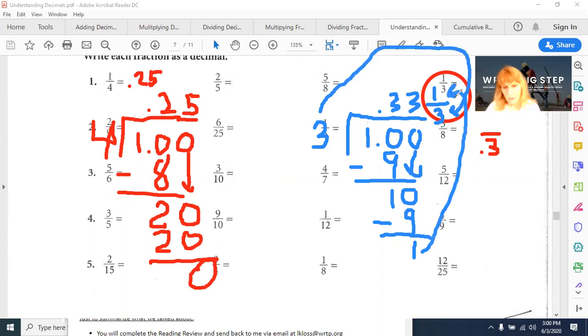So you could write it as 0.3 with a line over the 3, or you could write it as 0.333 and 1/3 if you wanted to do that. Like that. So both of those mean the same thing. Okay, I'm going to clear that.